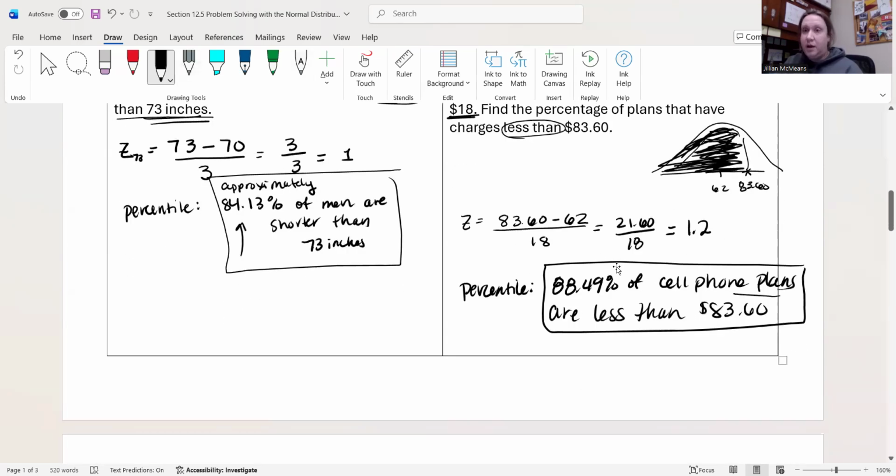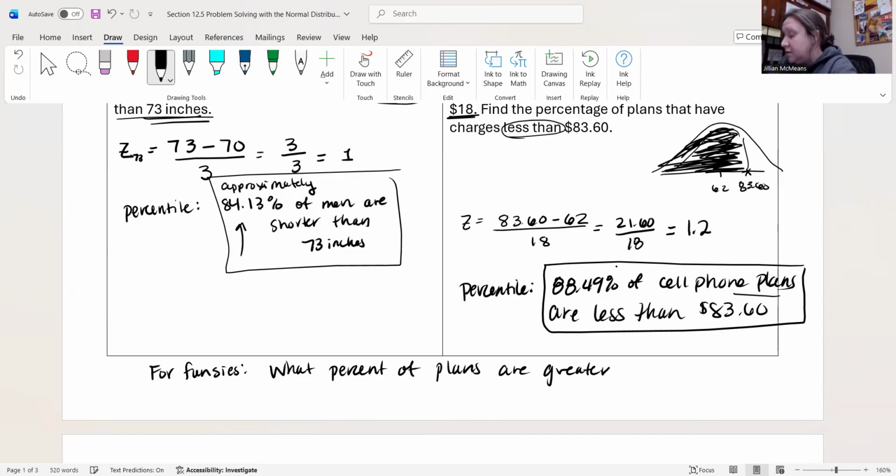Now, what if, for funsies, what percent of plans are greater than $83.60? Well, the full distribution, if we go back and look at this little picture that I drew, okay, this entire distribution right here represents 100% of data plans, assuming we got information on every single data plan, let's say in the US, okay? This little graph that I drew would represent 100% of those plans.